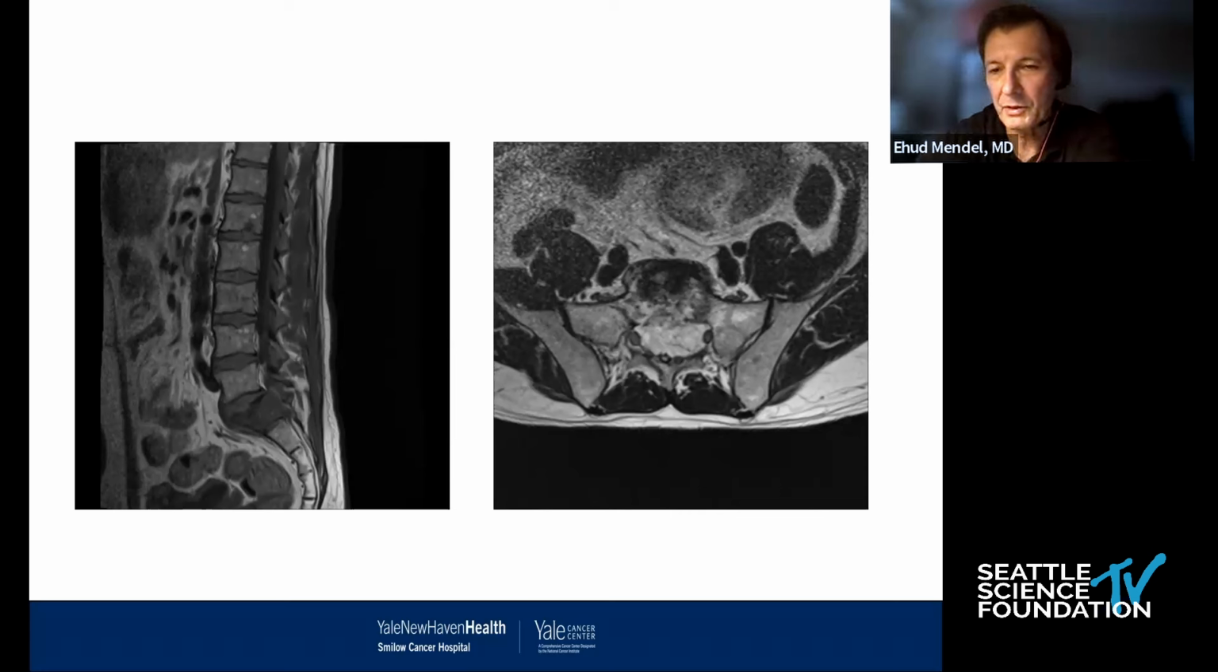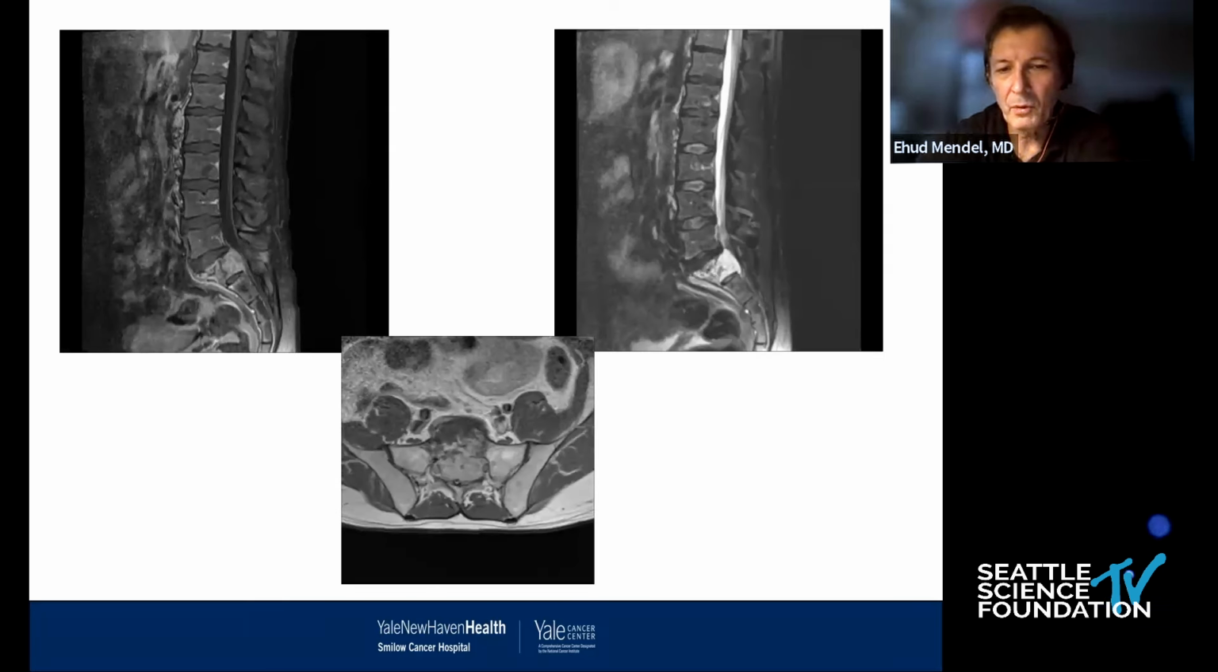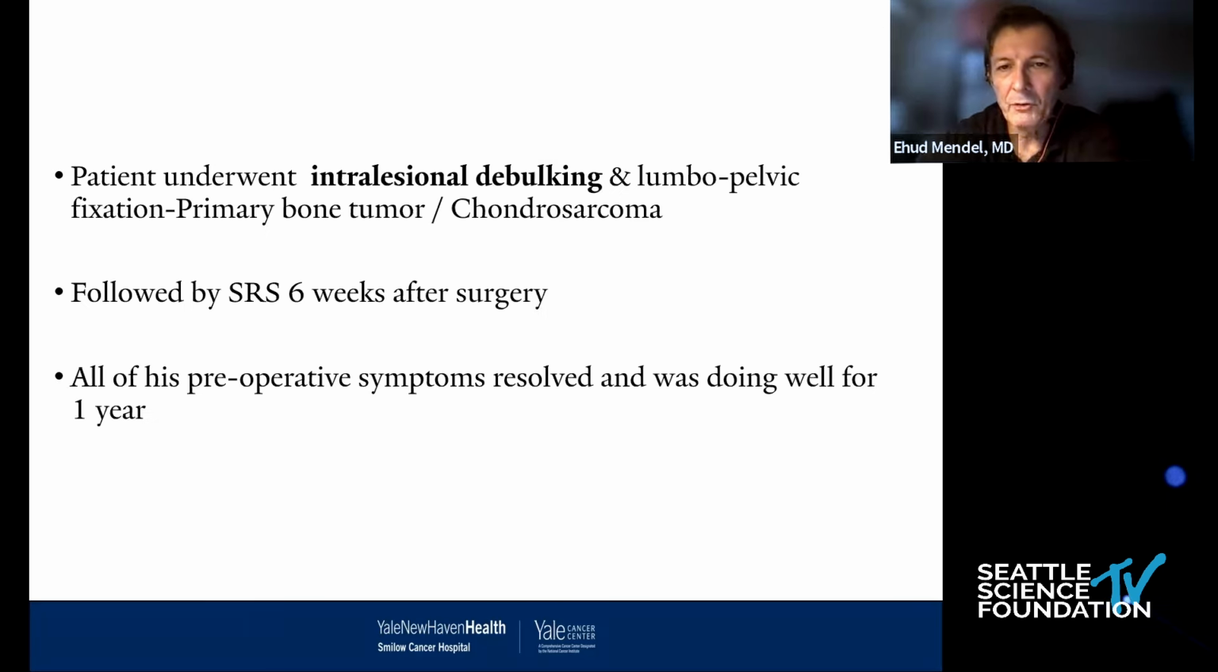The patient was taken emergently to surgery that night by the spine surgeon on call. There's some more imaging here. Intralesionally, through a debulking and lumbar pelvic fixation, they found out that this was a chondrosarcoma, which is a primary bone tumor. This was an intralesional resection for a patient with a primary bone tumor. It was the wrong surgery for this patient because now this tumor has spread everywhere and he needed an en bloc resection. So when they found out it was chondrosarcoma, the patient ended up getting stereotactic radiosurgery.